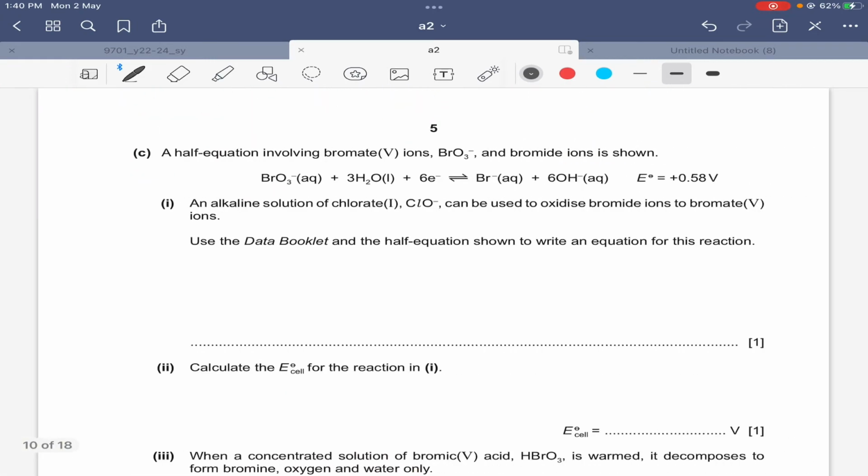All right, next, a half equation involving bromate ions and bromide ions is shown. So bromate ions are converting into bromide ions. An alkaline solution of chlorate ions can be used to oxidize bromide ions to bromate. So we can use an alkaline solution of chlorate ion to oxidize bromide ions into bromate, the reverse reaction. Use the data booklet and the half equation shown to write an equation for this reaction. Right, so now we have to write the final redox equation, but for that we need the other half equation in which we have alkaline chlorate ions which act as an oxidizing agent.